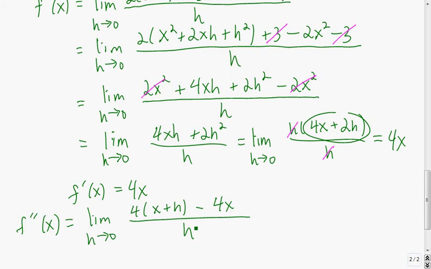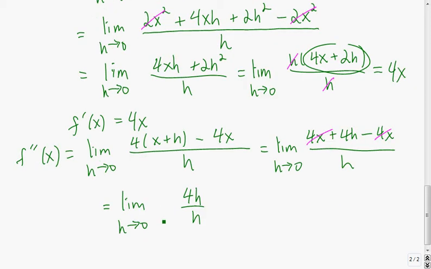So for f double prime of x, we have f prime of x plus h, so we have 4 times x plus h, minus f prime of x divided by h, so we'll distribute the 4. Next we can cancel the 4's and simplify, cancel the 4x's and then simplify. So we get the limit as h goes to 0 of 4h over h. The h's cancel, and as I expected, we have just 4. So in this problem, f double prime of x is equal to 4.